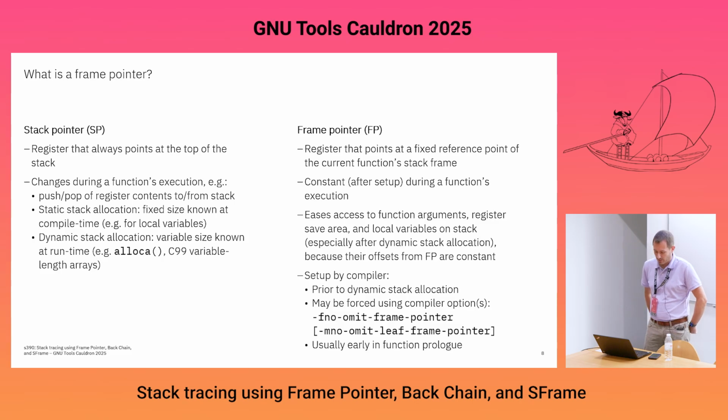It is set up by the compiler prior to dynamic stack allocation. It can also be forced using compiler options. So there is this generic fno-omit-frame-pointer and the architecture-specific mno-omit-leaf-frame-pointer that I think is implemented on x86 and ARM and possibly others. And usually it's set up early in the function prologue.